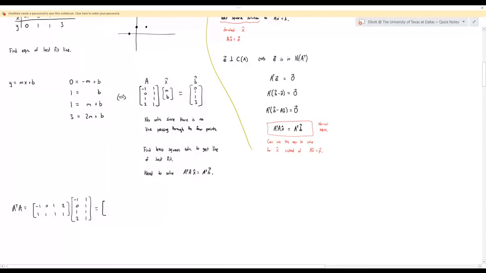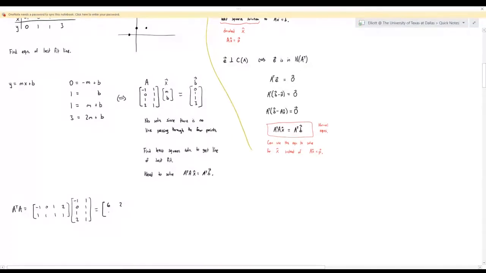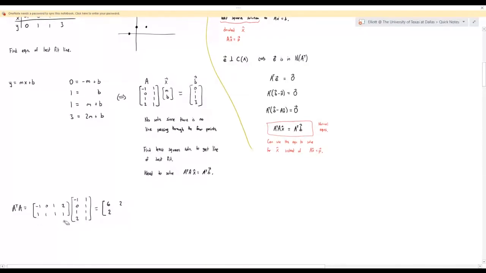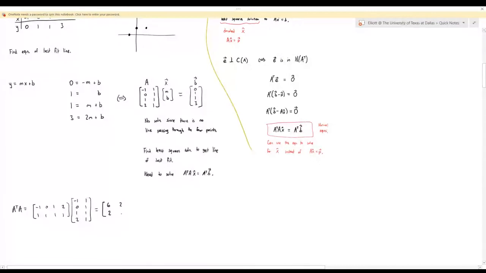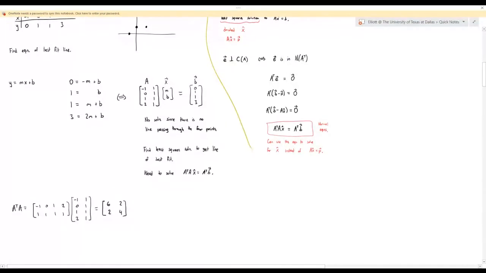So if we multiply all of that out, it's going to be 1 plus 0 plus 1 plus 4. Negative 1 plus 0 plus 1 plus 2. This will be 2 again. And then we're going to get 4 at the end. Okay, so that's A transpose A.